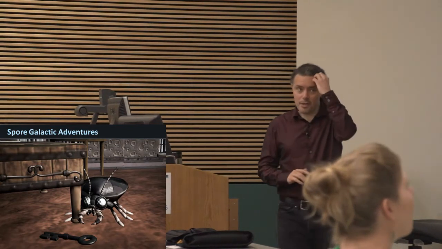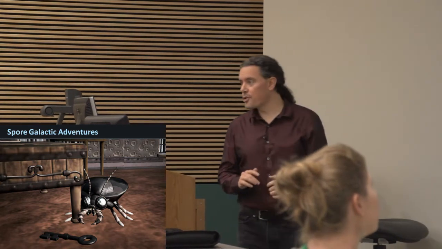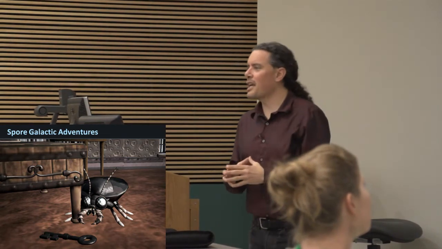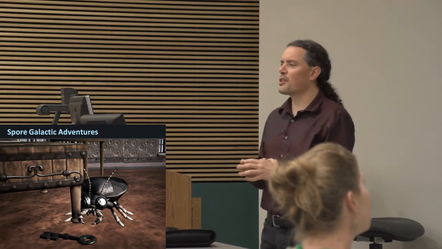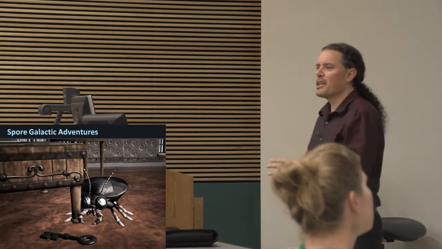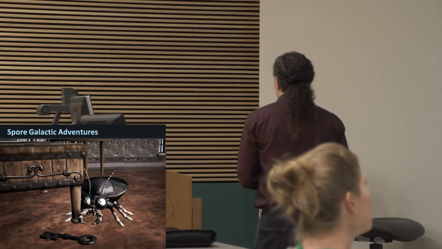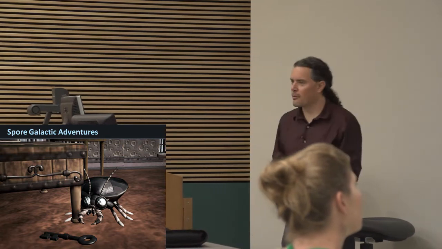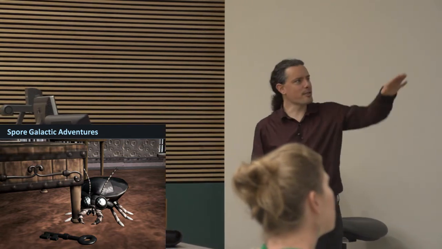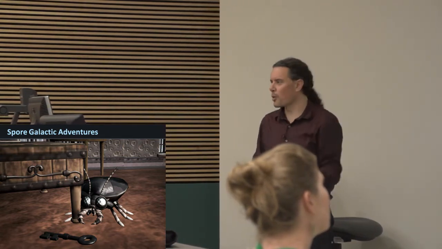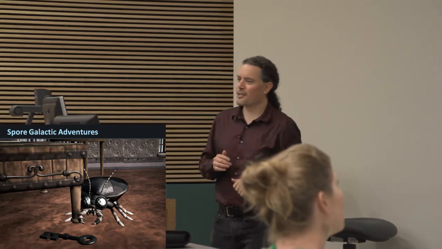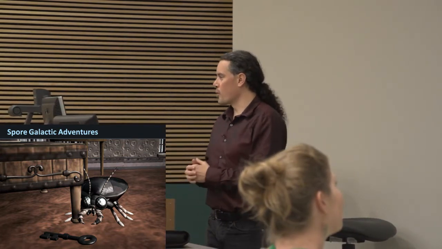This came up, so this is a screenshot from Spore Galactic Adventures, which was a follow-on to Spore. I don't think Kate's here today. Don't see her, but Kate Compton, one of our PhD students, worked at Maxis for years and was one of the people who worked on Spore Galactic Adventures. In fact, this cockroach world based on Kafka's Metamorphosis was an example world she created.